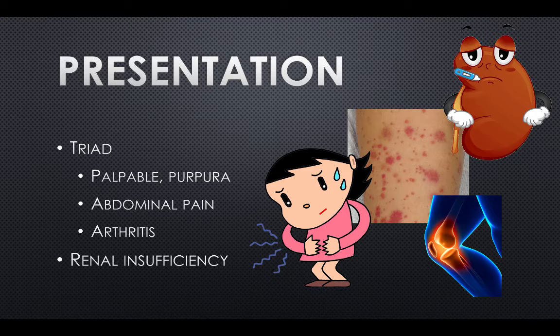buttocks. The abdominal pain is colicky and crampy, and there is sometimes blood in the stools. Only 5% of cases are associated with intussusception. The arthritis is migratory and is usually in the knees and ankles. The feared complication is renal insufficiency, which occurs in about 1% of patients.